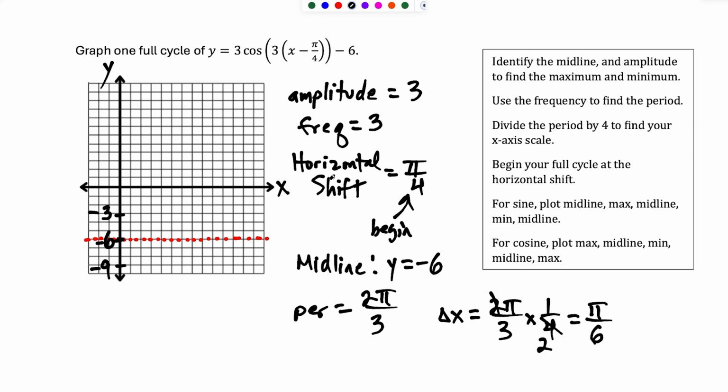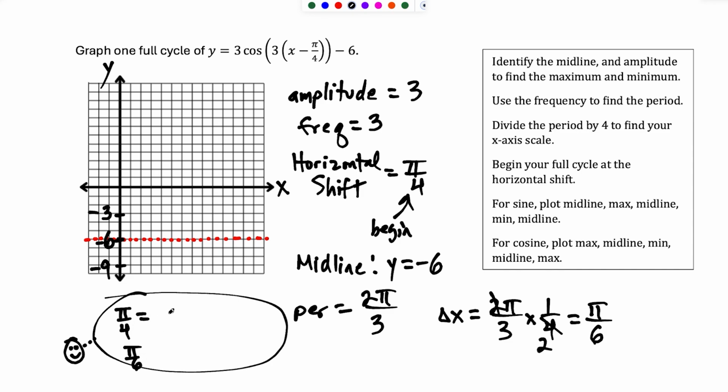But what makes this example a little bit trickier is we also have to account for this horizontal shift. So we're going to be beginning at pi over 4, but I'm going to think common denominators here. So the concept of common denominators helps us to see what to scale our x-axis by. So we have a horizontal shift of pi over 4, and we're going to be counting by pi over 6s. So here we should find common denominators. I'm going to multiply the top and bottom by 3 to get 3 pi over 12. And then here I multiply by 2 over 2 and I get 2 pi over 12. So what this tells us is we should count by pi over 12s along the x-axis.